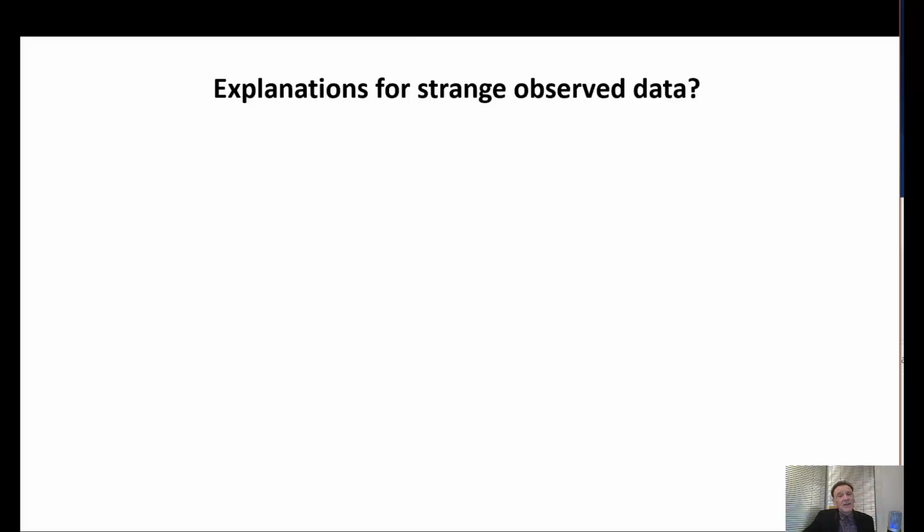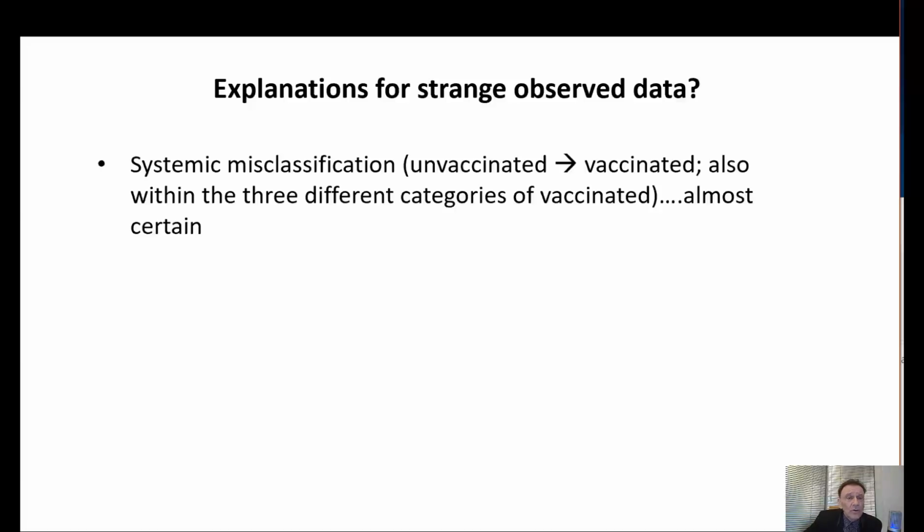So what are the explanations for the strange data that we're observing here? Well, it could be systemic misclassification, both of unvaccinated being erroneously classified as vaccinated, but it could also be that within the 3 different categories of vaccinated, there's misclassification. So someone who is double-dosed might be classified as single-dosed. It's almost certain that this is going on.